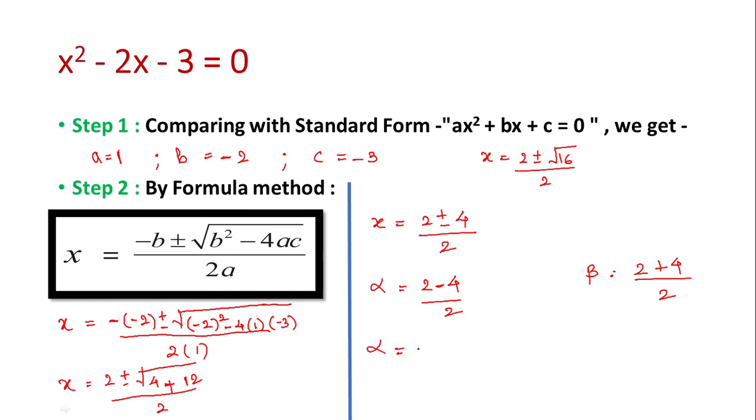So what will this be? 2 minus 4 will be minus 2 upon 2, and beta will be 2 plus 4, which is 6 upon 2. If you simplify, alpha will be minus 1 and beta is supposed to be 3. So what are the two roots of the given quadratic equation? Those are minus 1 and 3.